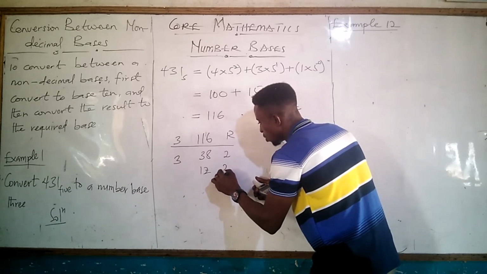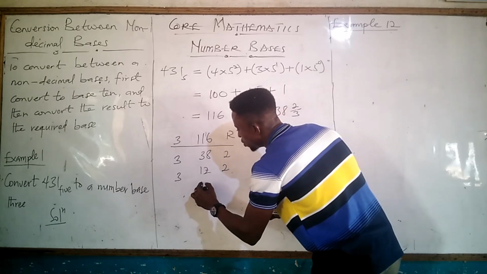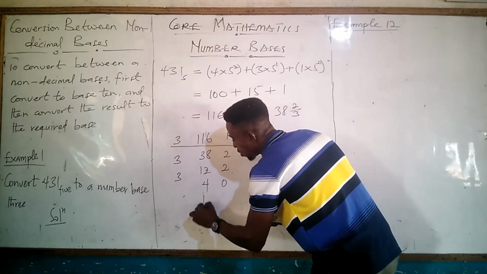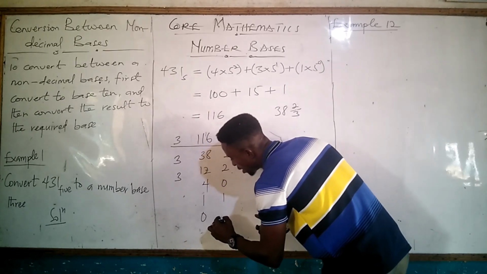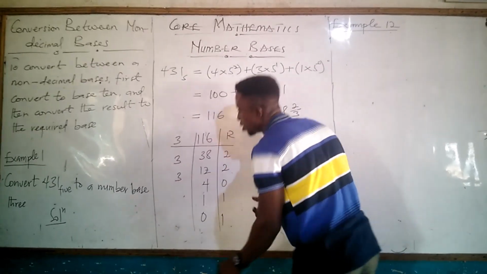And that one is 12, whole number 2 on 3. So the remainder is what? 2. Then I take the 3 into 12. 3 into 12 is what? 4, remainder 0. Then 3 into 4 is 1, remainder 1. Then 3 into 1 is what? 0, remainder 1. So now you can create your columns.